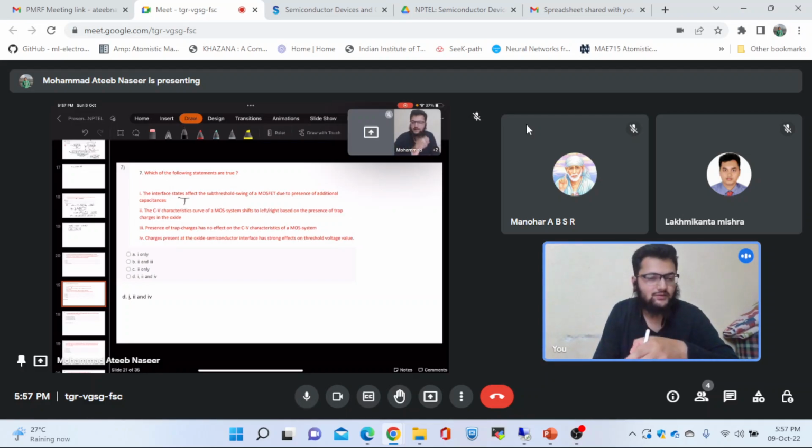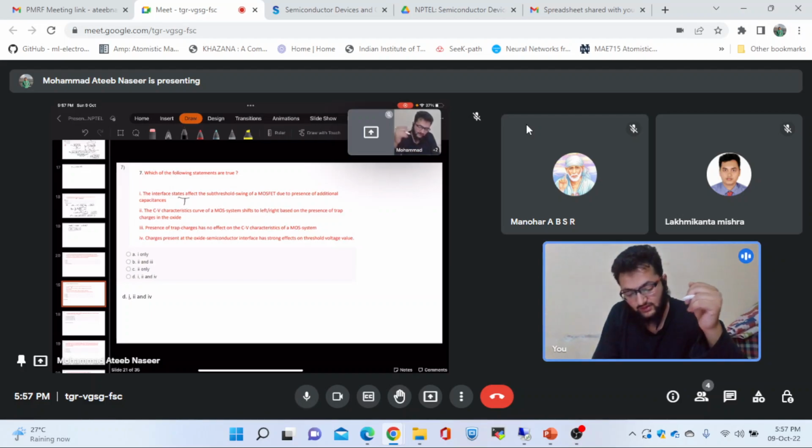Similarly, it can shift towards the right as well. So it simply means that this capacitance curve, this CV curve, we can change it by the presence of the traps that are present in the oxides. So these oxide charges will shift this from left to right, and accordingly it will be moving. So this statement is true.